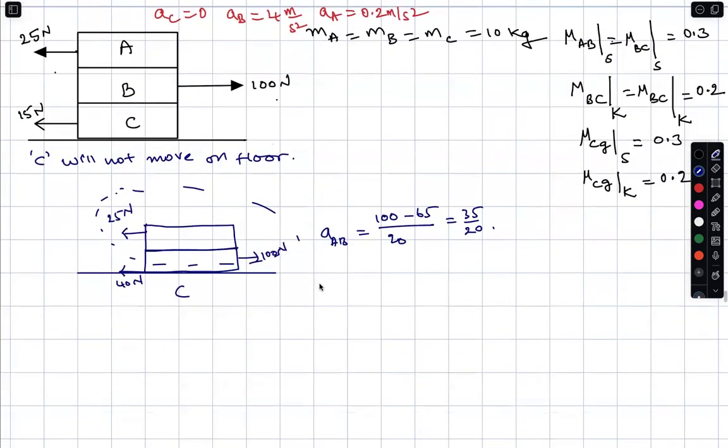Right, no issues. Now I will study A in the reference frame of this acceleration. When I study A, this will become 25 Newton, and the pseudo force is also there. Just now we have identified the pseudo force. What is the pseudo force? 10 into 25 by 20, 10 into 35 by 20. This will become 35 by 2, more than 17. Already 25 newtons force is there. 25 plus 17 and a half.